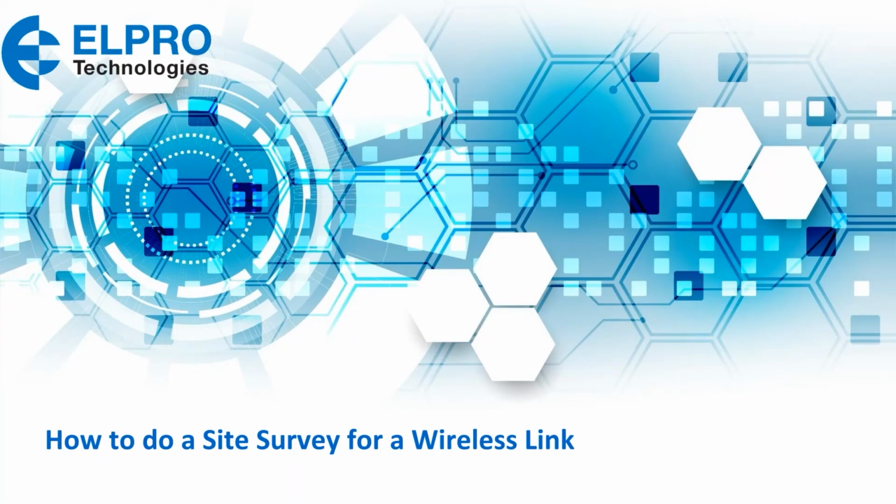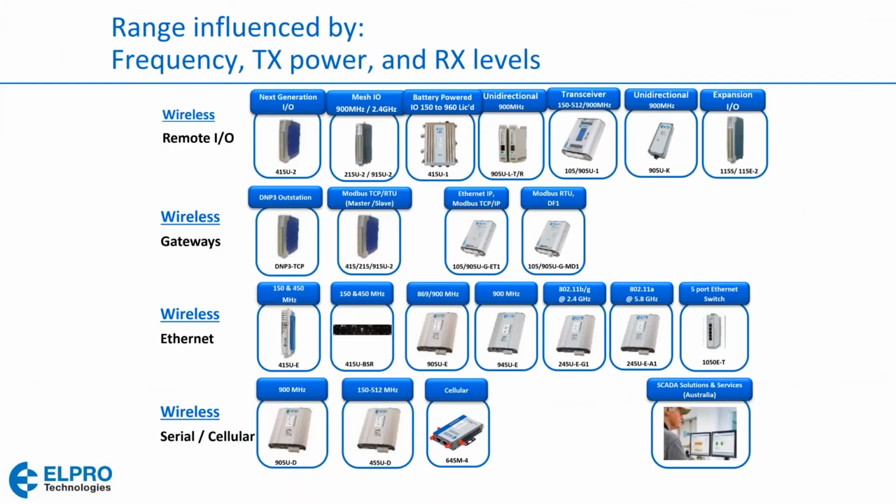Today, we're going to talk about how to do a site survey to test a wireless link. Now, the range of a radio system is influenced by the frequency of the radio system, the transmit power, and its receive sensitivity specification. Of course, the range is also influenced by external factors like obstructions in the path and how high each antenna is mounted above ground. But as far as just the hardware goes, just the radio selection, it's going to be influenced by the frequency, the transmit power, and the receive levels.